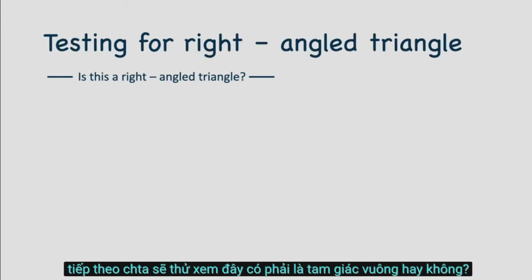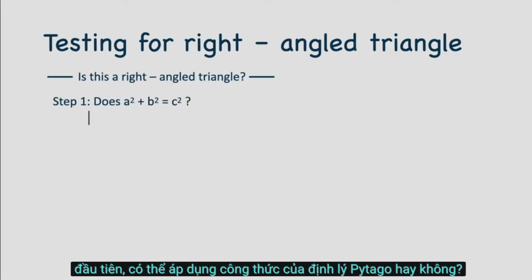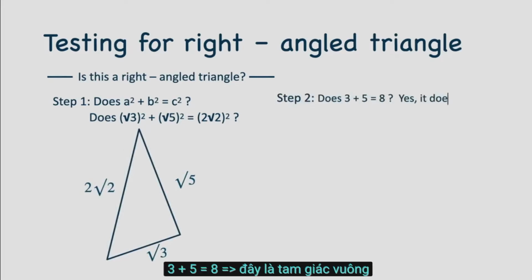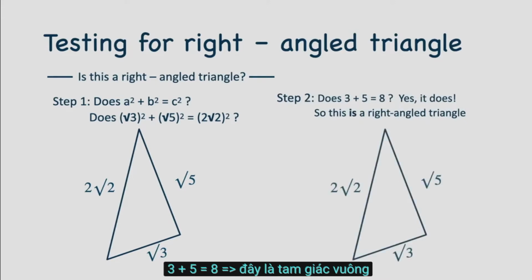So next, testing for right-angled triangle. Step 1, does the formula a squared plus b squared equal to c squared hold, that is, does square root of 3 squared plus square root of 5 squared equal 2 square root of 2 squared? Step 2, does 3 plus 5 equal 8? Yes, it does. So this is a right-angled triangle.